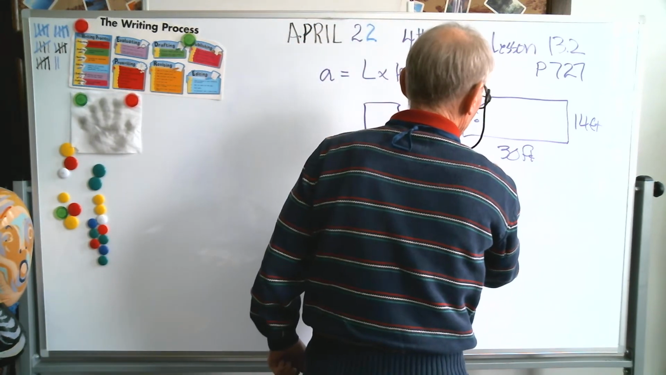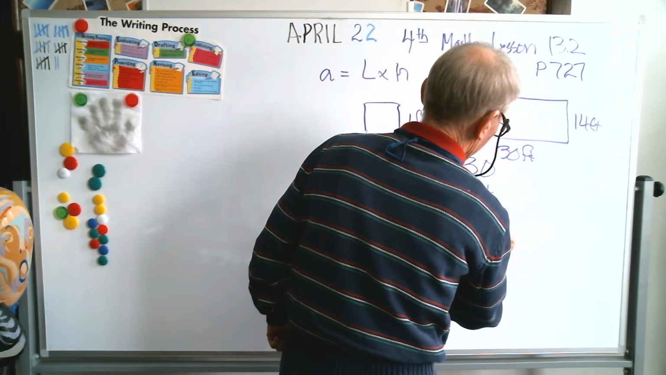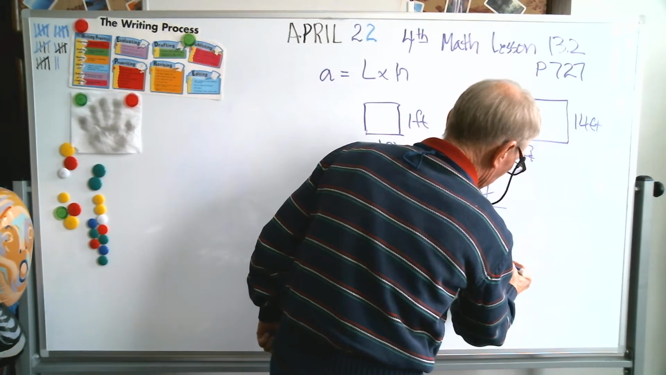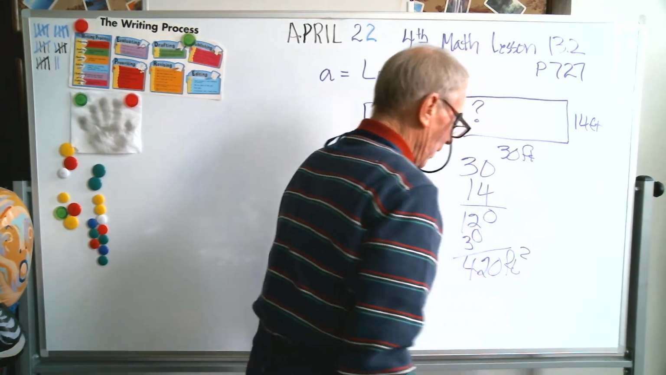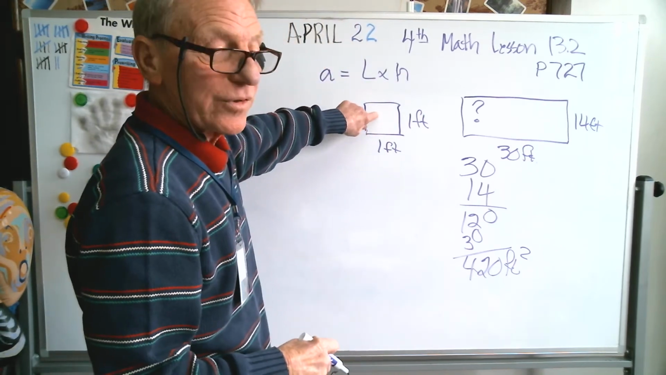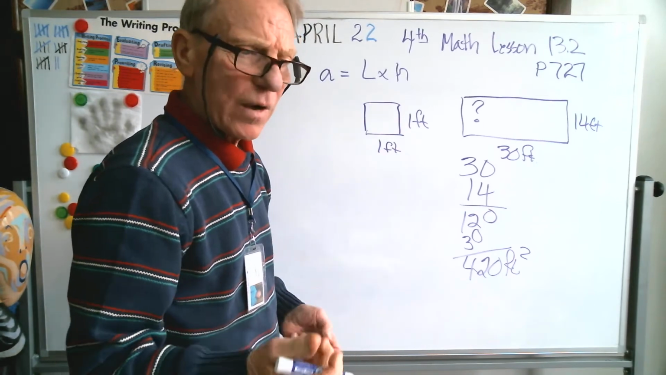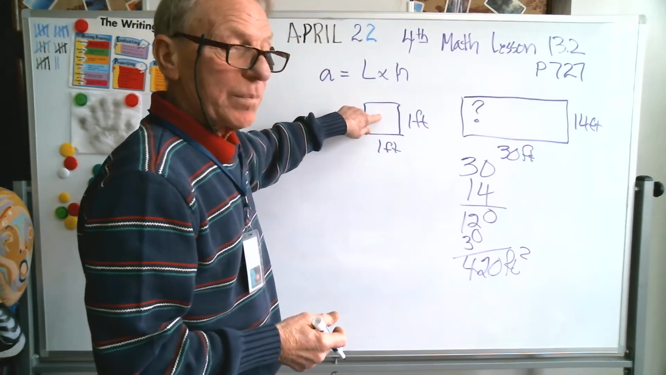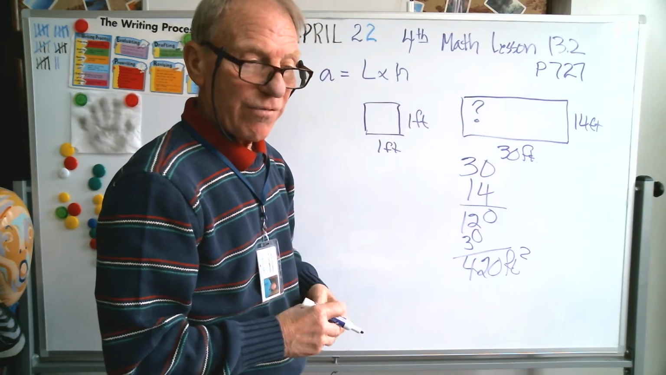So it's going to be 30 times 14, which is 420 feet squared. 420. So if each chunk of sod is 1 foot by 1 foot, he's going to need 420 of those, because that's how many 1 foot by 1 foot squares are in his yard, 30 feet by 14.